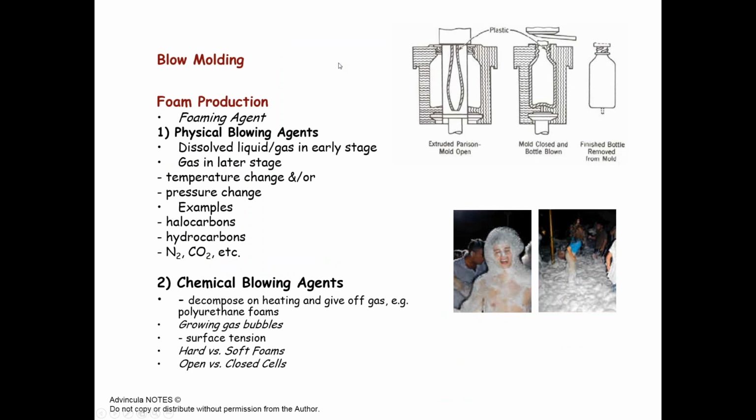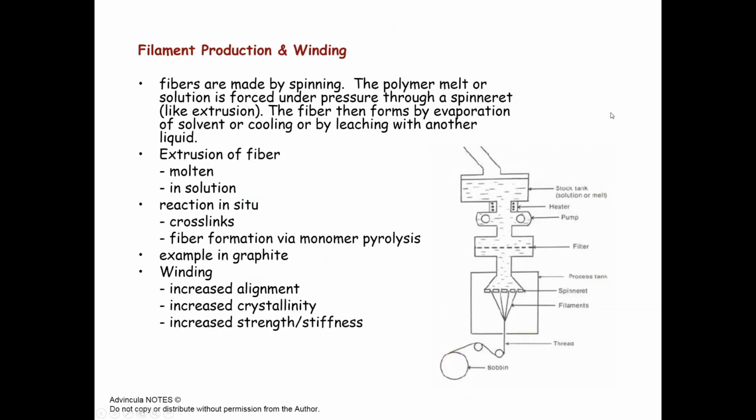So PET bottles can be prepared by blow molding, or foams are generated with the use of physical or chemical blowing agents. Okay? Fibers can be prepared by extrusion through a spinneret and then quenching with water or air, and then finally winding. So this is basically the process by which you form textile.